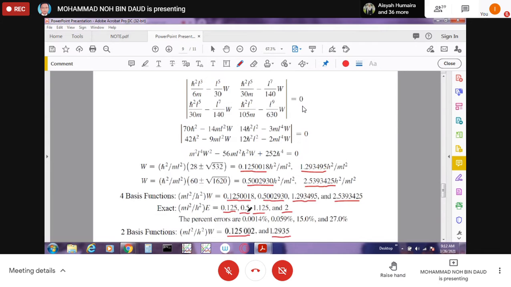So theoretically, if we include an infinite number of basis functions, all these energies will approach the exact energy, and we can also reduce the percent errors in our calculations.